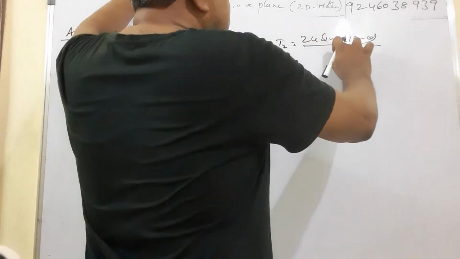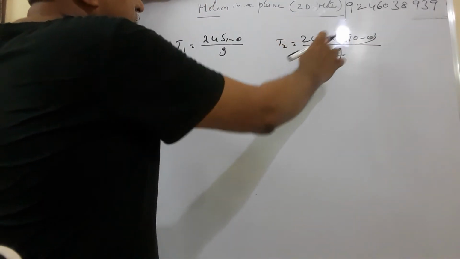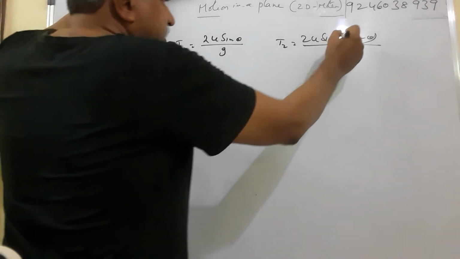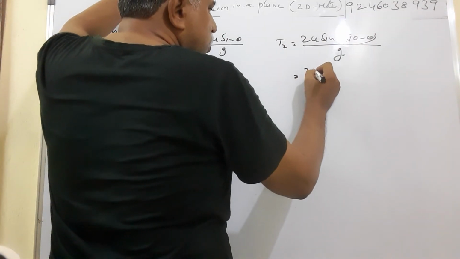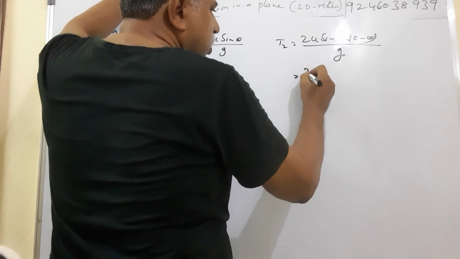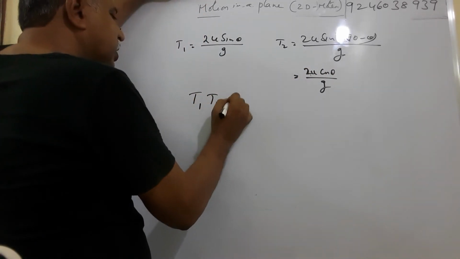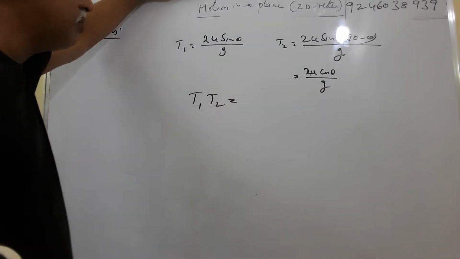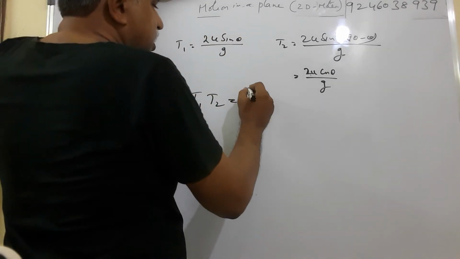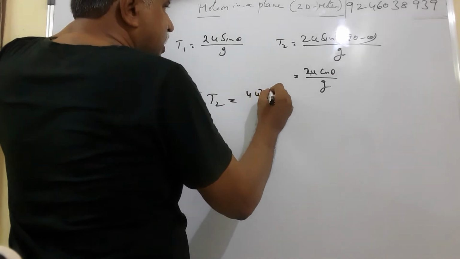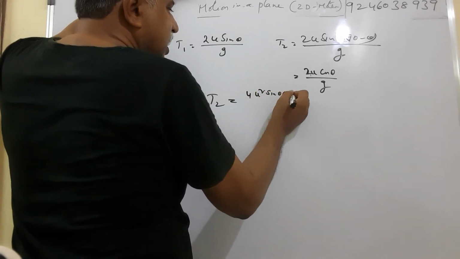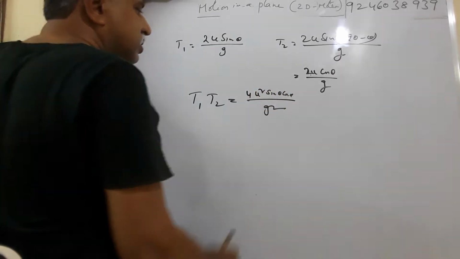Time 90 minus theta by g, 2u sin 90 minus theta by g, and it becomes 2u cos theta by g. Now T1 T2, the product of time of flights of the two bodies, becomes 4u square sin theta cos theta by g square.